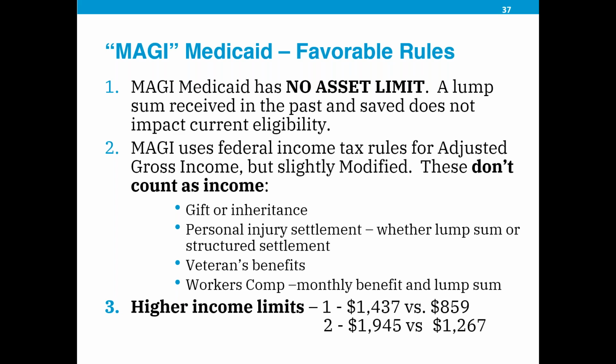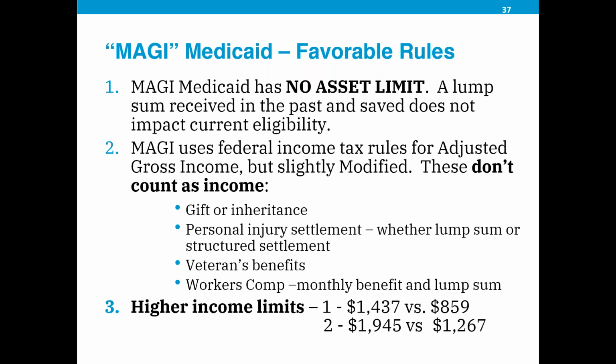And this has been a planning tool that I learned from some of my elder law colleagues. They do structured settlements where someone receives $100,000 a year from a personal injury settlement for many years, and as long as that person doesn't go on Medicare, or they have children under age 18 or under 19 in school, that doesn't count as income, and they're eligible for MAGI Medicaid. Veterans benefits do not count as income, and neither does workers' comp. So these are big differences from the other type of Medicaid.